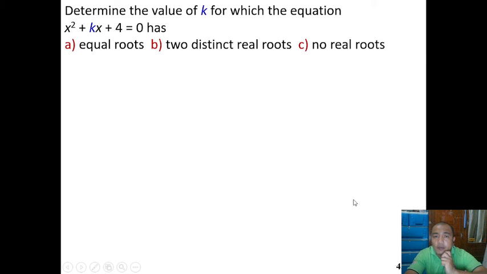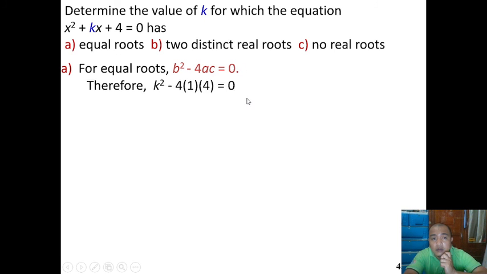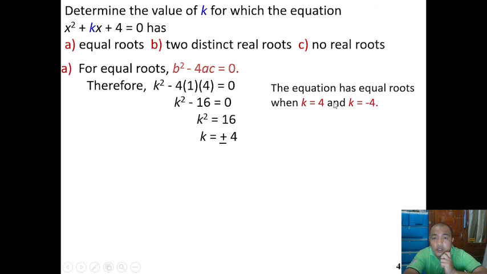Now, let us determine the value of k for which the equation x squared plus kx plus 4 equals 0 has a, equal roots, b, 2 distinct real roots, c, no real roots. So, let's start with letter A. For equal roots, the discriminant must equal 0. Substitute: b is k, a is 1, c is 4. So, k squared minus 16, k squared equals 16, so k is positive or negative 4. It can be positive 4 or negative 4 to have equal roots. So the equation has equal roots when k equals 4 and when k equals negative 4.